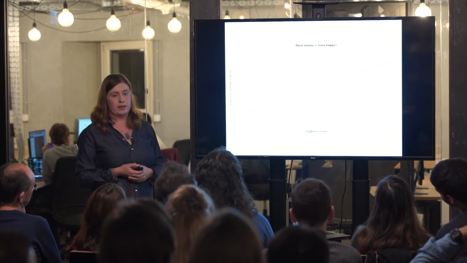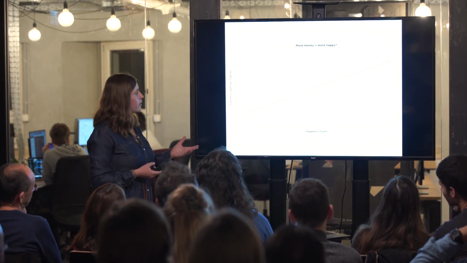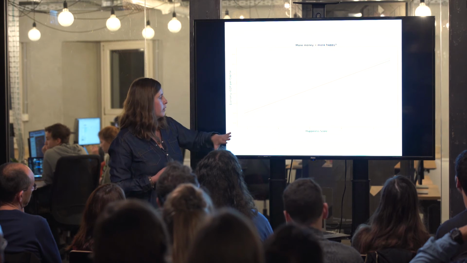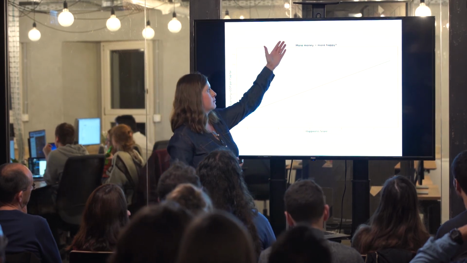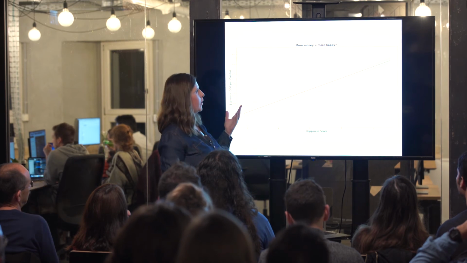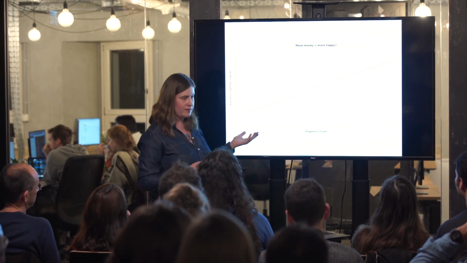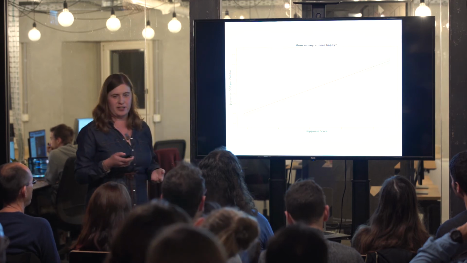So this is what we got in the end. So not so bright points, a bright line with a confidence interval, and some questions. So more money, more happy? The person needs to figure it out themselves.